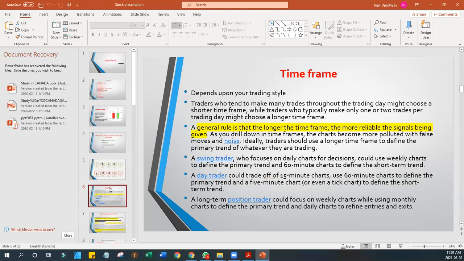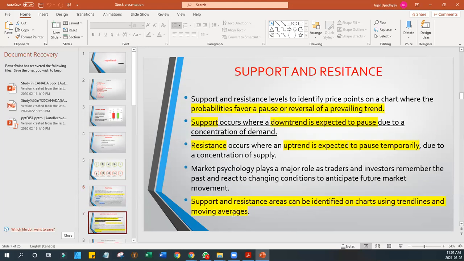Now, support and resistance. What is support and resistance? Support is an area where you have buyer presence, who are willing to buy your stock at a particular time frame, at a particular price. And resistance is the area where sellers or shorters are selling the stock. So how do you find them? You can find them by using trend lines, horizontal lines, or moving averages.